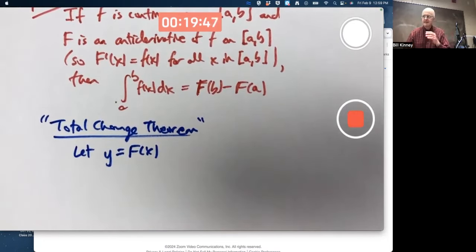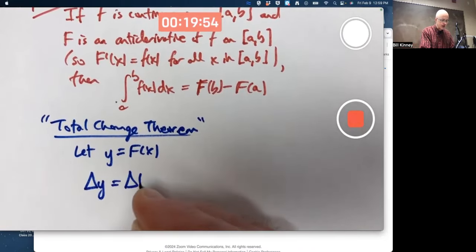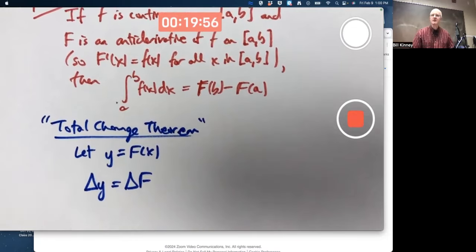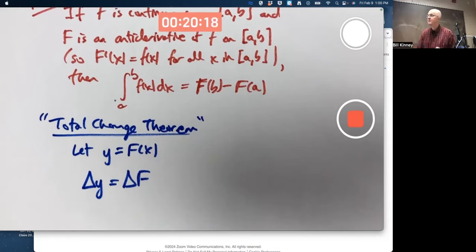I'm not going to write this as a theorem. I'm just going to write down an equation now. I'm interested in the change in y, which could also be written as the change in capital F. Either one of these notations is okay. I'm interested in finding the change in a function, the change in a quantity, if you prefer, over some interval of time, like the displacement, change in position. Or if the original function I was integrating represented flow rate, like with the tank, this would be the change in volume.